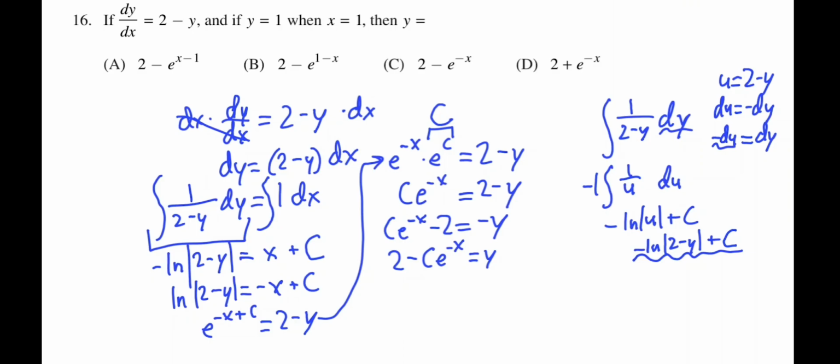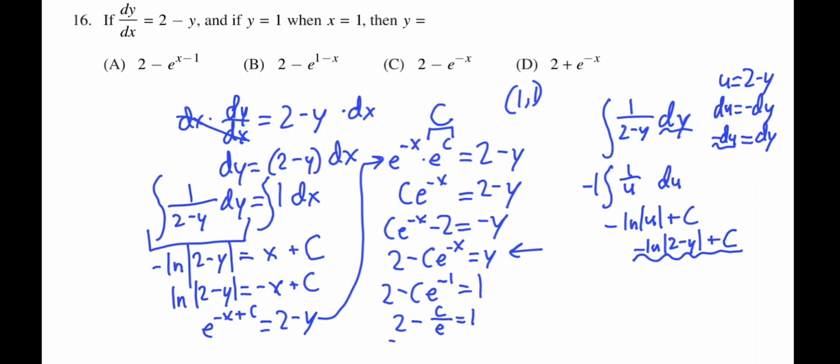All right, so at this point, we can plug in our point that we were given of 1 comma 1. And now if we plug that in, then we have 2 minus ce to the power of x, which is negative 1, so negative 1 is equal to y, which is again a 1. And that becomes a 2 minus c over e, because we have a negative first power, is equal to 1.